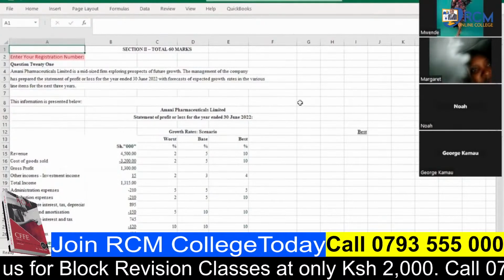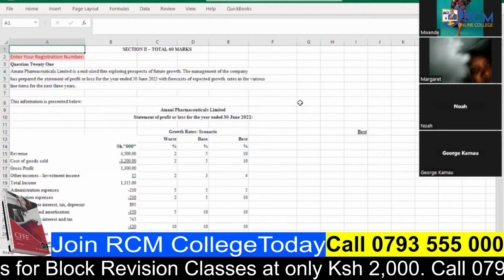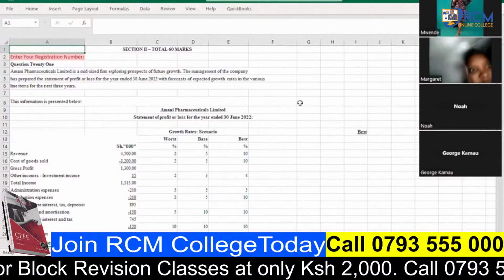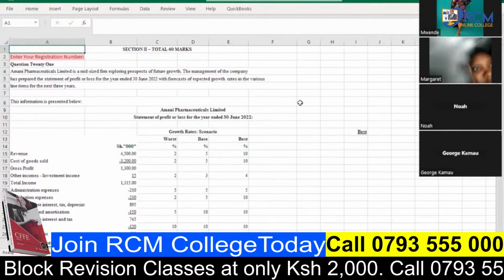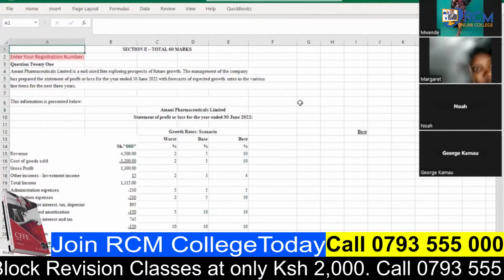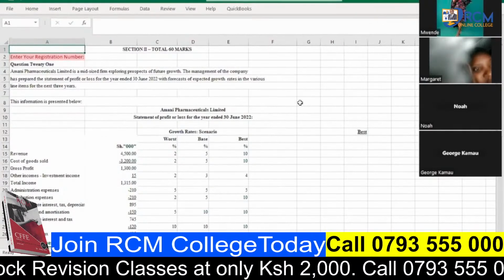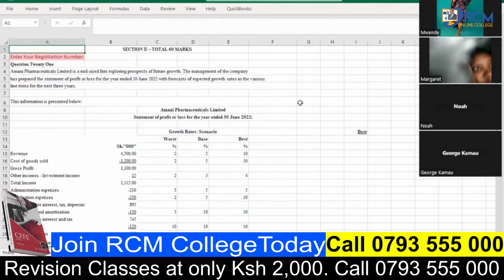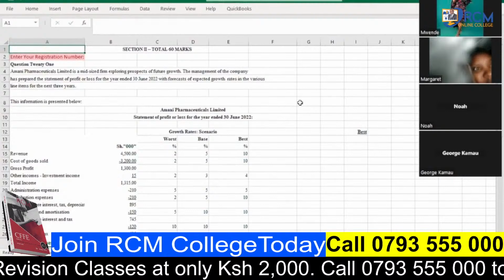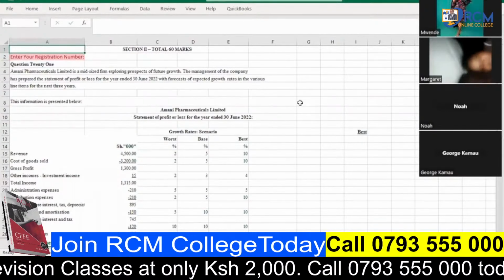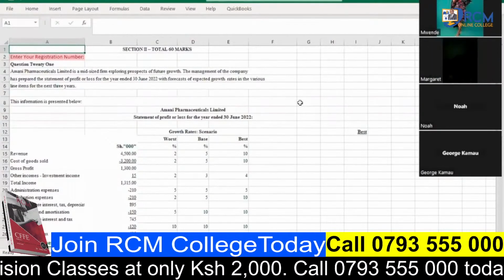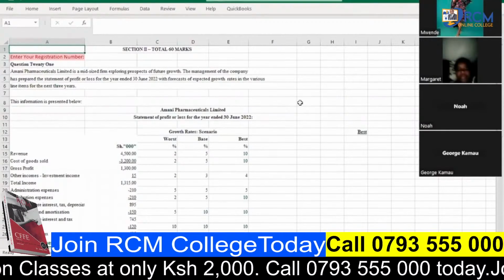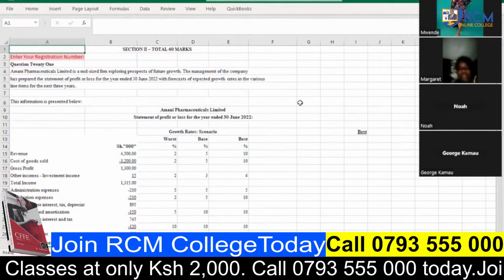Okay, let's now get to question number 8. Which one is not an array function in Microsoft Excel? So we have MMULT, then we have transpose, then we have VLOOKUP.